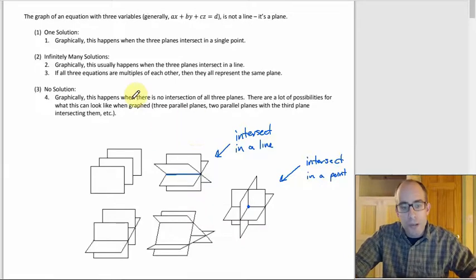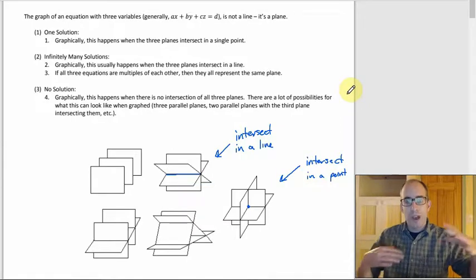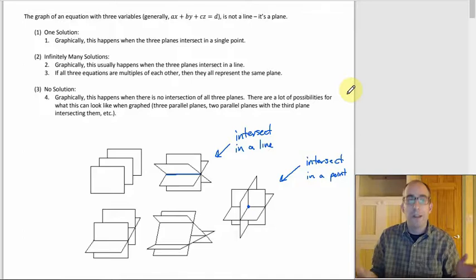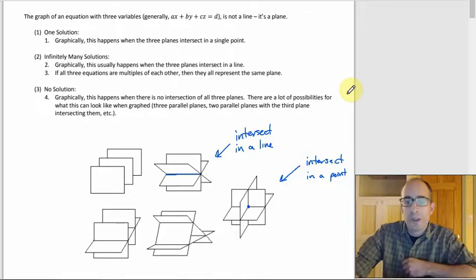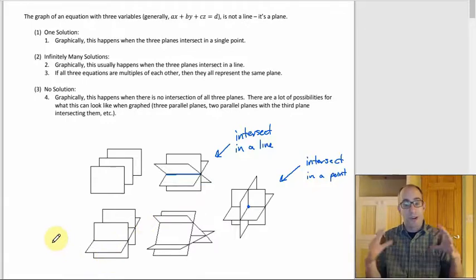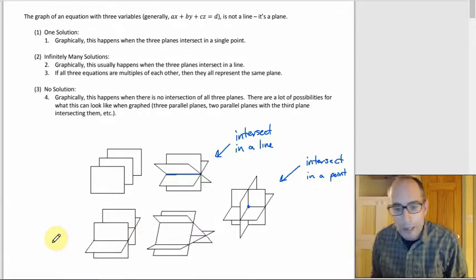And then no solution has a bunch of different looks because you've got three things, and as long as they don't all intersect in the same spot, there's not going to be a solution. So you can have three parallel planes. That's this one in the upper left. Two parallel planes with a third intersecting those two. That's this one in the lower left right here, right? The two that are going up and down are supposed to be parallel. And then that third one's going through both of them, but they never intersect all together. Like you don't have all three.